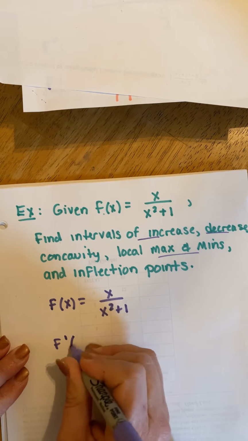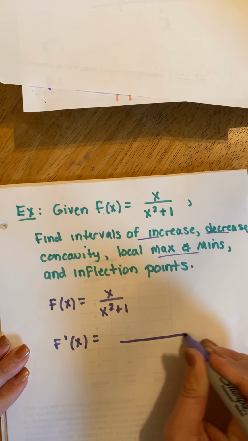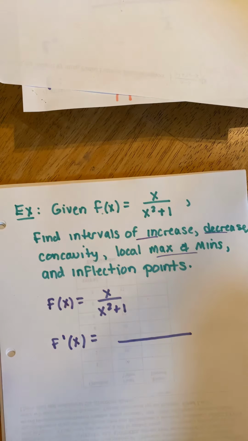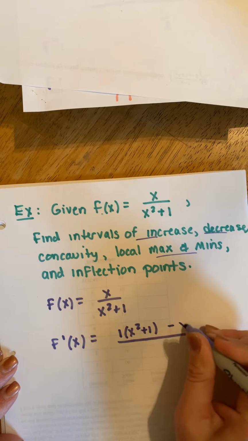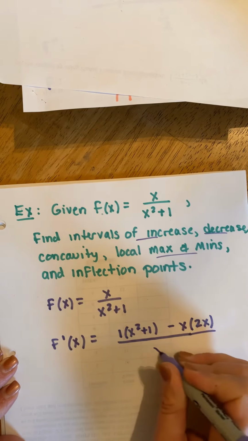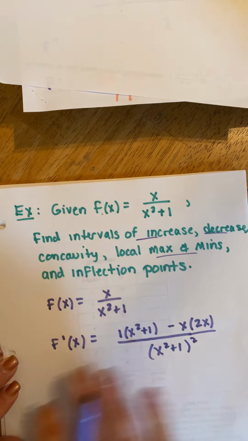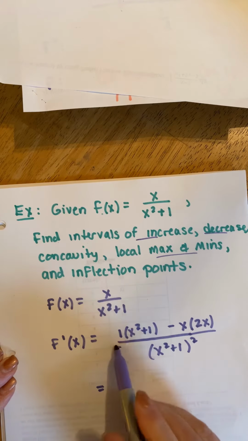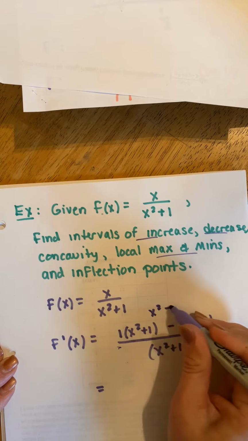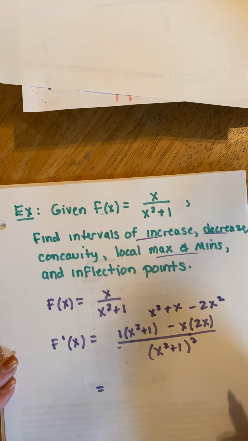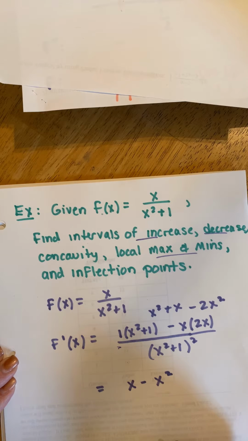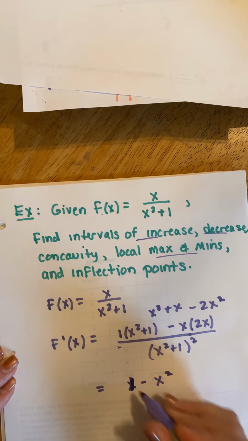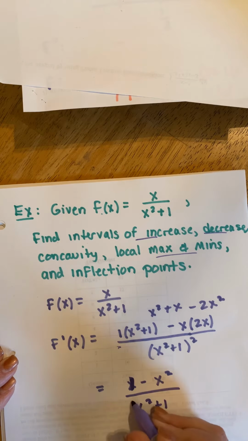I think it's easier to leave it in quotient form. It's a lot easier to see where the numerator is 0 and where the denominator is 0. So the derivative of the top times the bottom minus the top times the derivative of the bottom, all over the bottom squared. Remember, do not multiply out denominators. Leave it like that. So this is going to be x squared plus x minus 2x squared, so it's going to be x minus x squared on top. Nope, 1 minus x squared on top, sorry, all over x squared plus 1 squared.